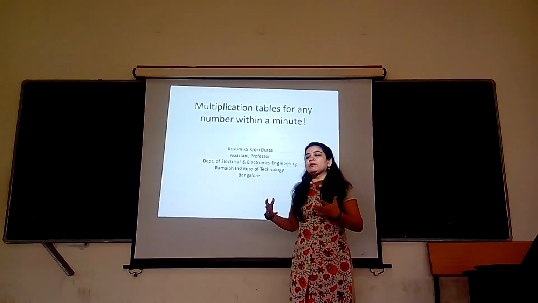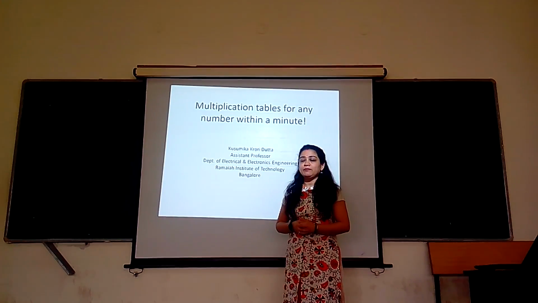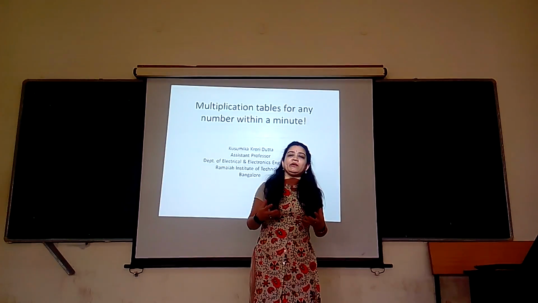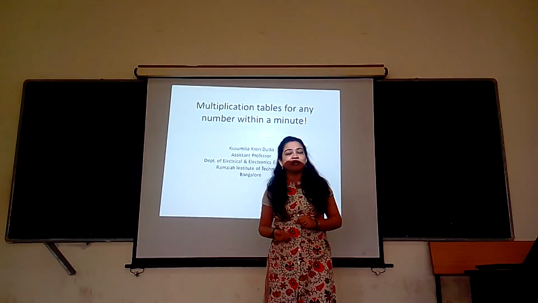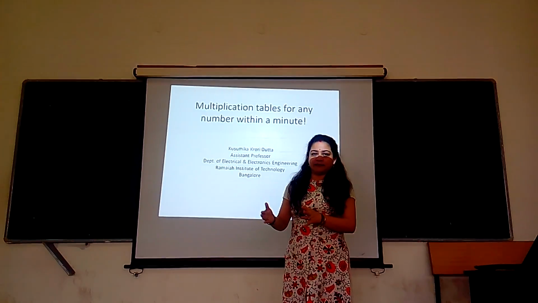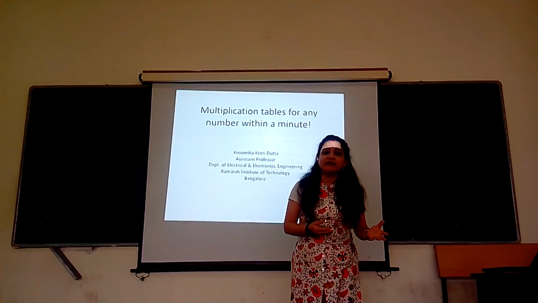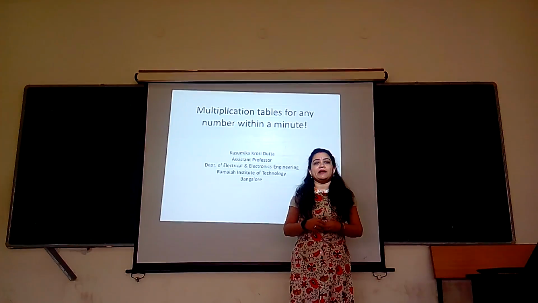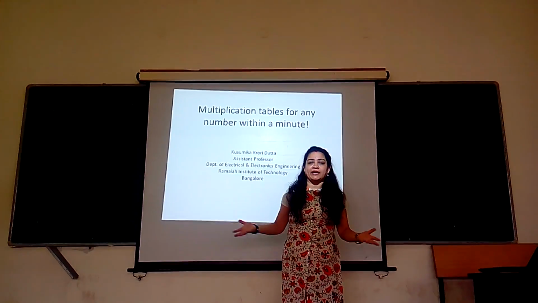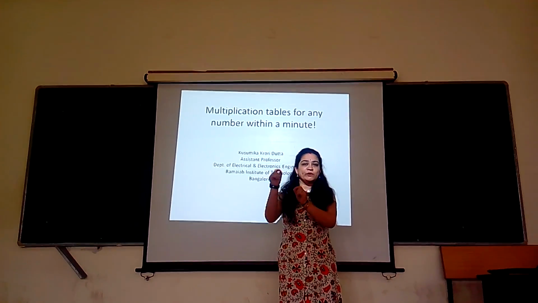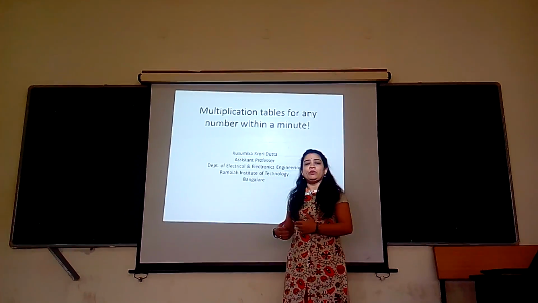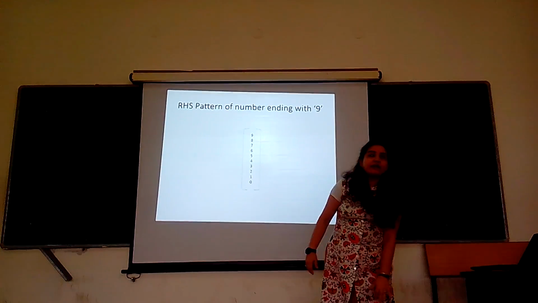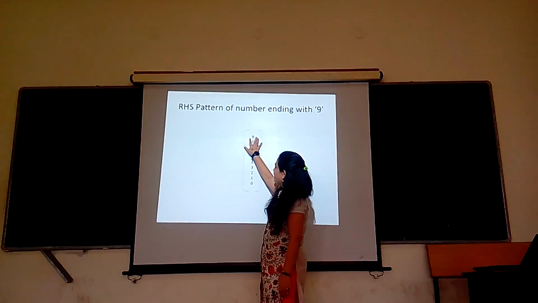Now when I talk about pattern, I will show some patterns. So let us understand. Let us start with a number ending 9. Number ending 9 means any number which ends with 9. So it can be 9, it can be 90, it can be 59, it can be 249, it can be 3559. So anything that ends with 9. So here is the pattern for number ending 9.